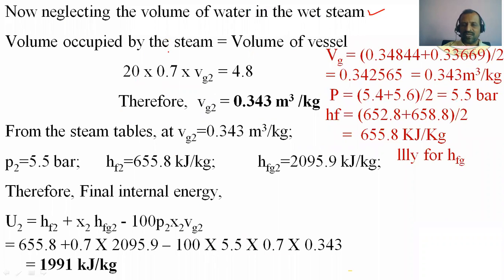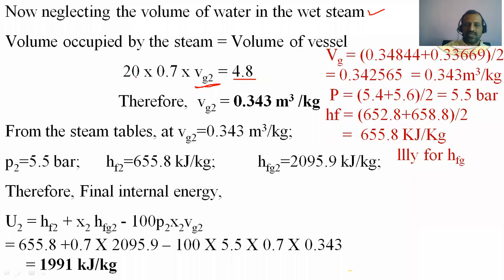The steam cannot occupy more than that. So the volume occupied by the steam is equal to the volume of the vessel. I have taken here, right? So this 20 into 0.7 into Vg2 is equal to 4.8, because the volume of the vessel we have already calculated, that is 4.8. Now you need to find out the volume of the steam.